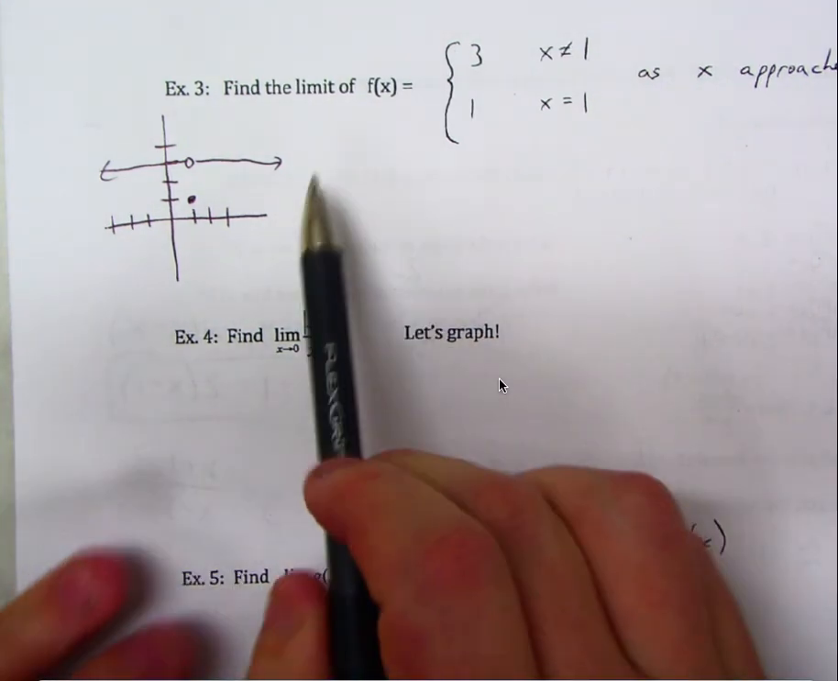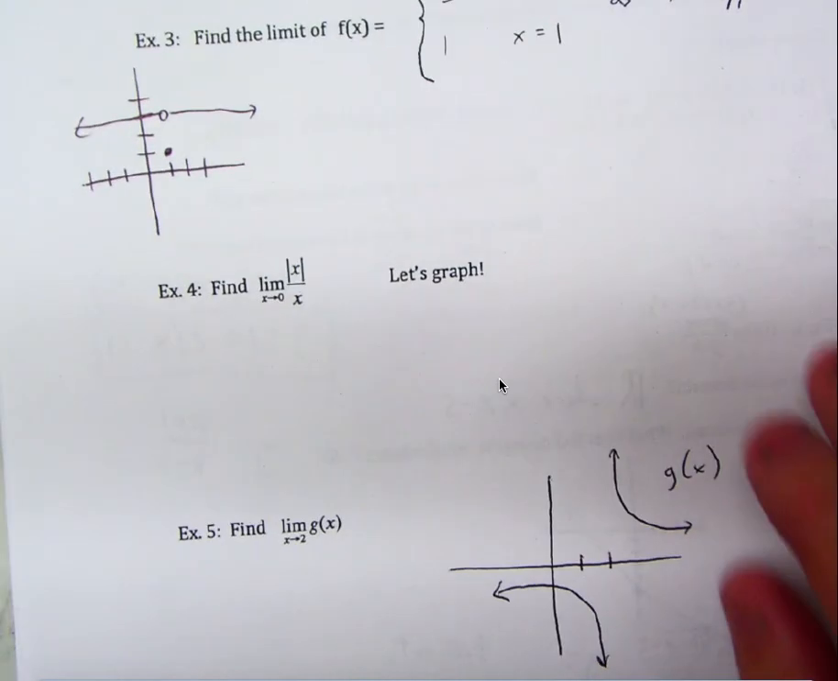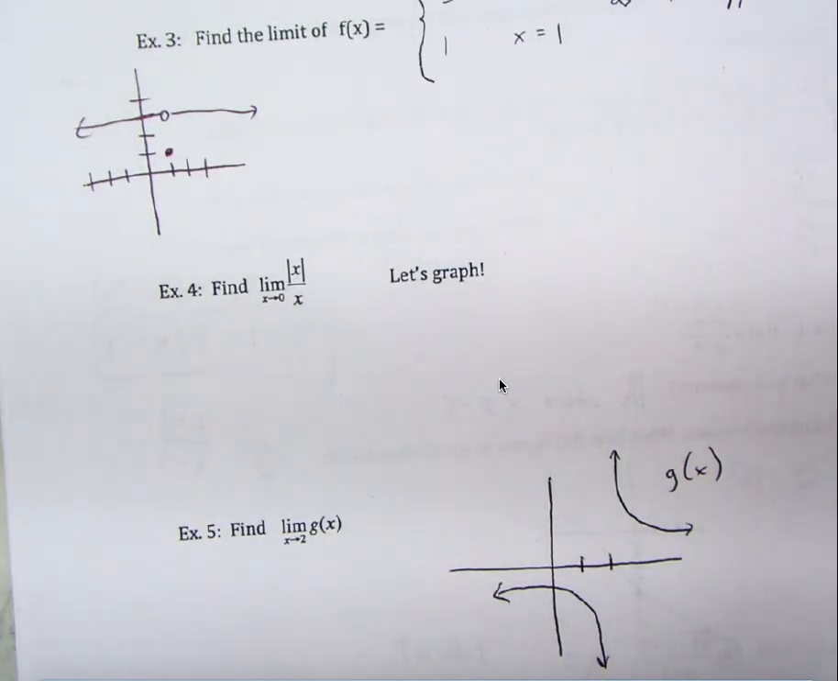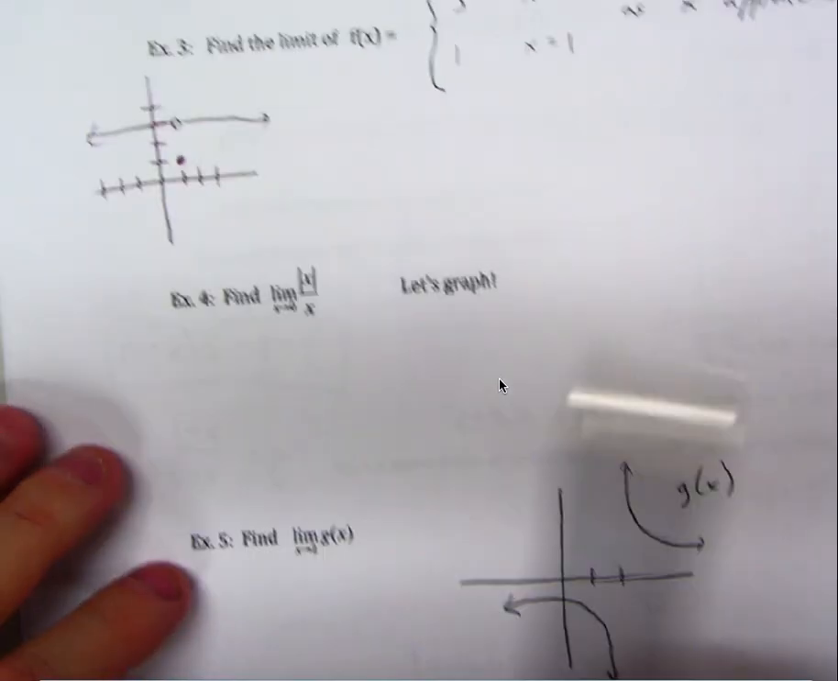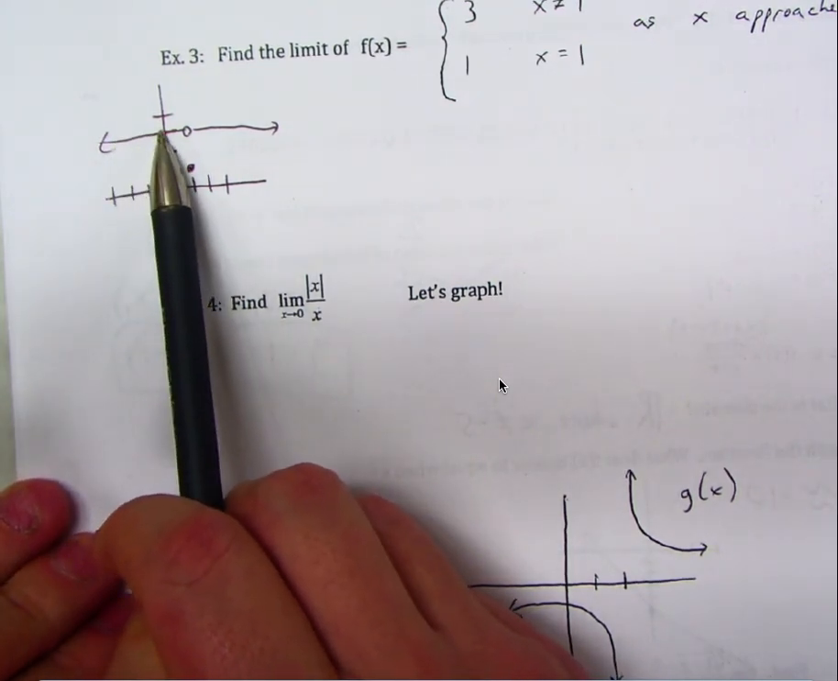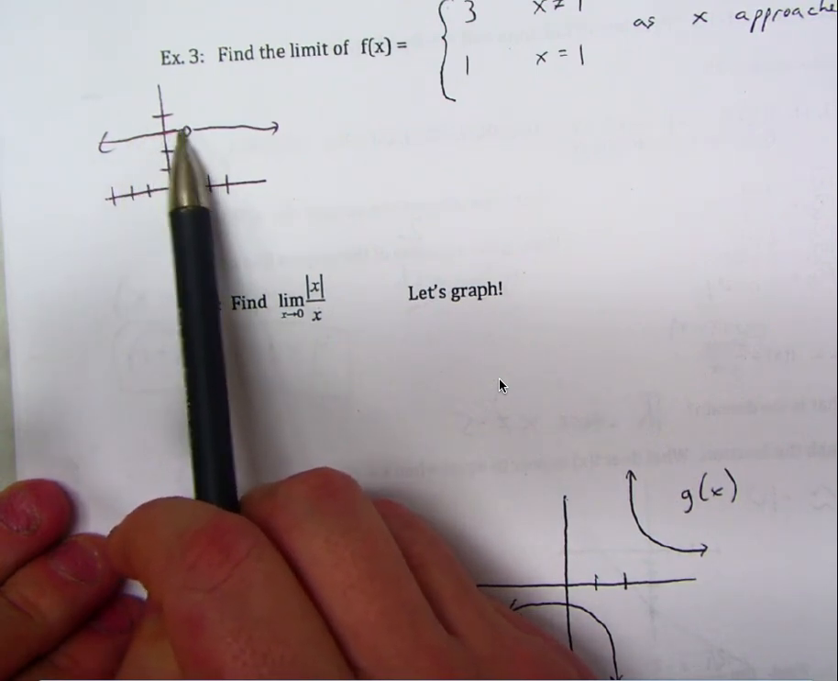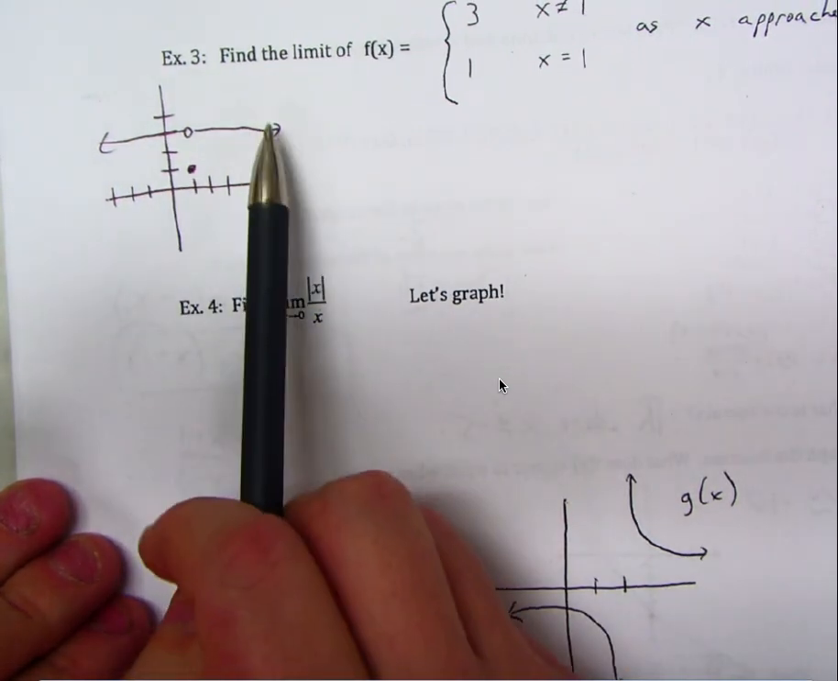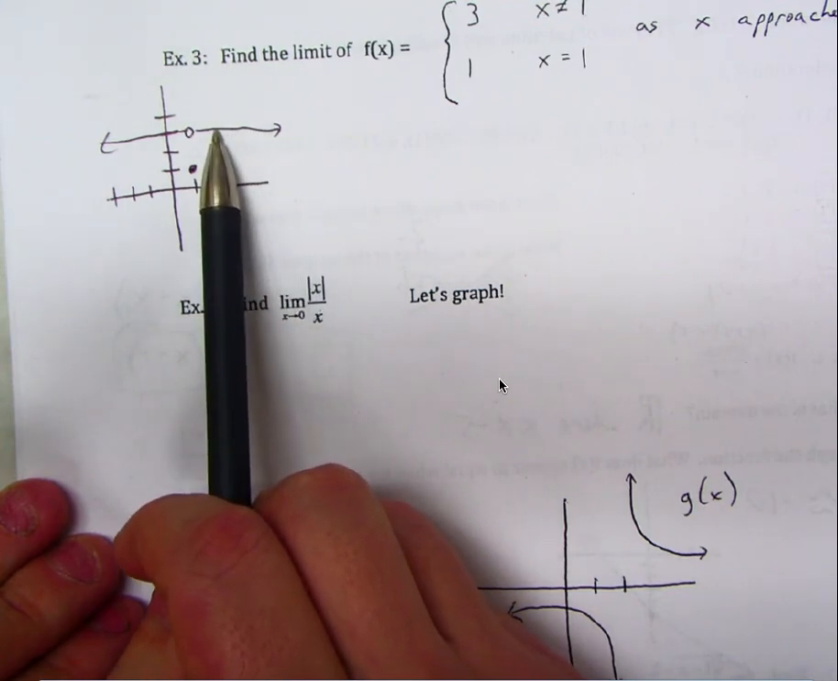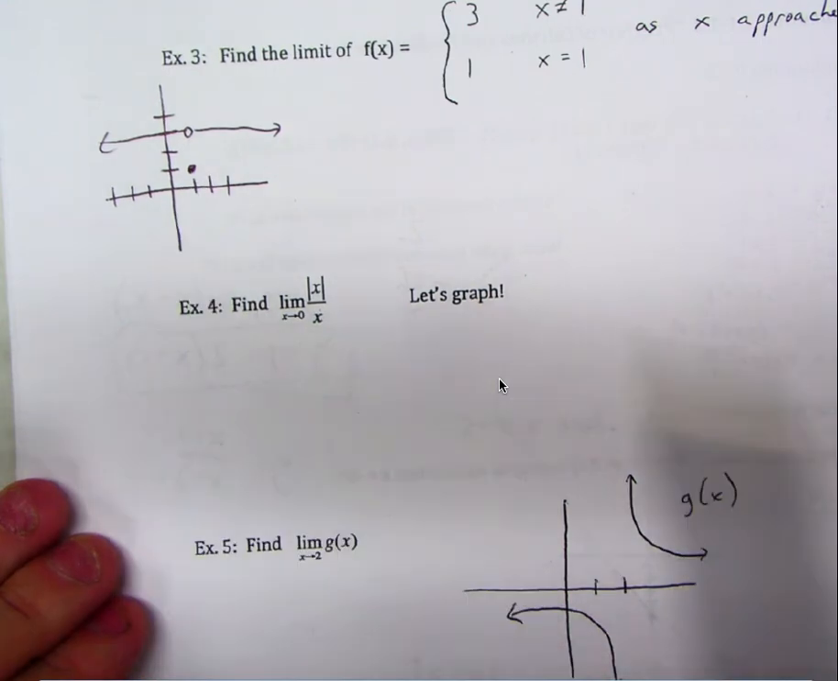But we want the limit of this function as x approaches 1. So we need to approach 1 from the left, and we need to approach 1 from the right. So let's do that. As we approach the x value of 1 on the curve from the left, think about what y value we're getting really close to. Well, we're getting really close to this y value of 3. And as we approach 1 from the right, we're getting really close to a y value of 3. Again, it does not matter what's happening at 1.